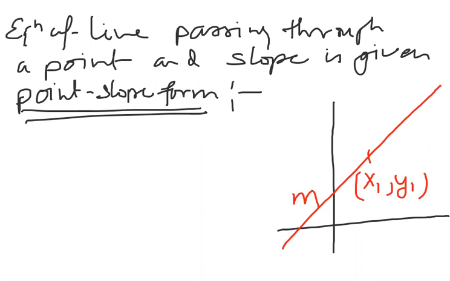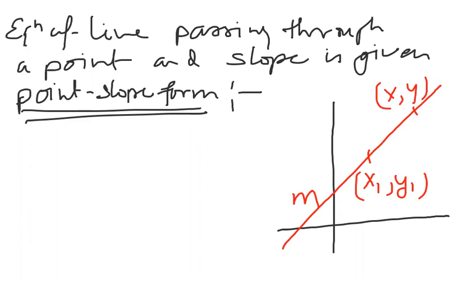Always remember, this is the most important thing: on any line a general point will be lying, and that general point is (x, y). On any line there will be a general point, and this general point is known as (x, y). It always lies on the line.